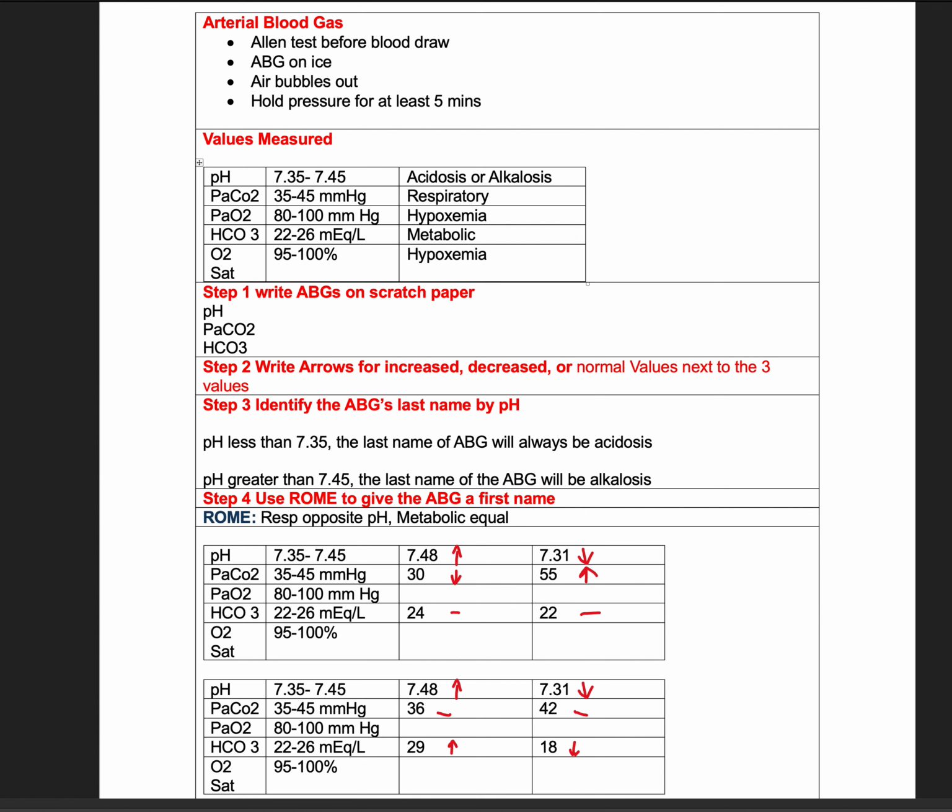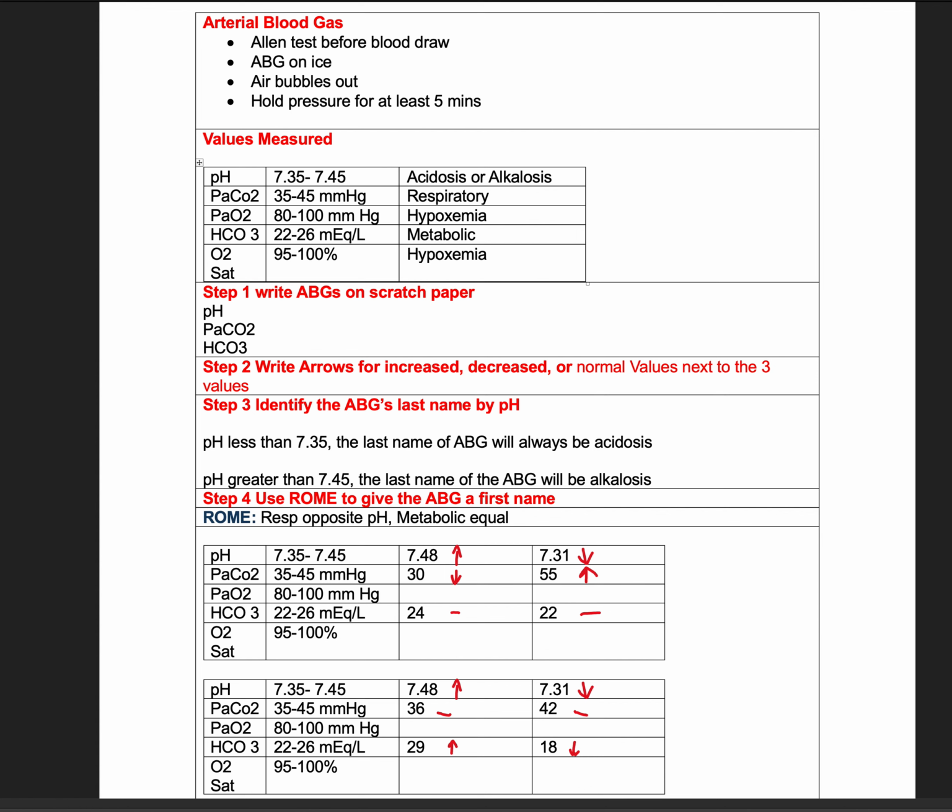So when you're taking your exam, what I want you to do is to write the ABGs on your scratch paper. The pH, the PaCO2, and the bicarb, and write them in up and down fashion, okay? And if you have a PaO2 and an O2 sat, just disregard that, okay? If you're being asked to identify ABGs, you just need the pH, the PaCO2, and the bicarb, okay? You're going to write arrows for each value. Is it increased, decreased, or normal next to each value?